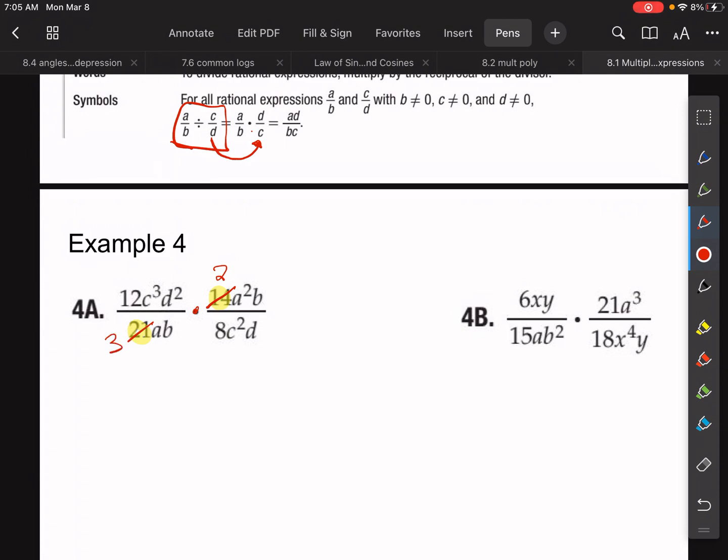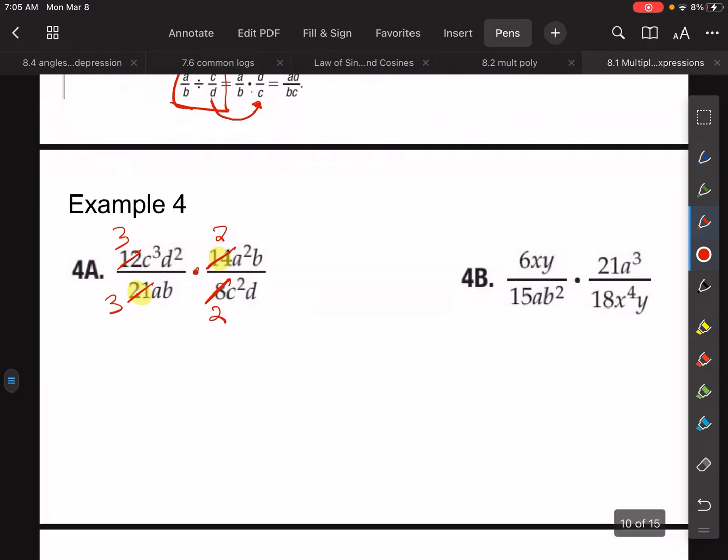And then the other two, 12 and 8, those have 4s in common. So this would be like 2 and this would be like 3. Now, notice I have 2 over 2 and 3 over 3. That's equivalent to 1. I encourage people to still maybe multiply it out because it's not always going to be that obvious. So if you did 3 times 2, you get 6. And then we have c to the third, d squared, a squared, b.